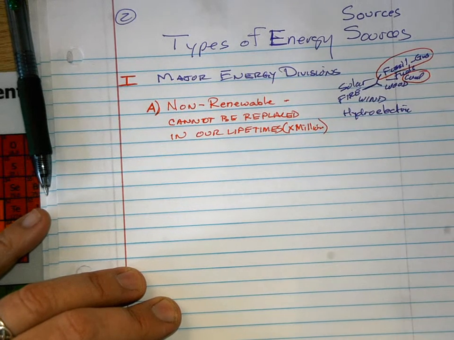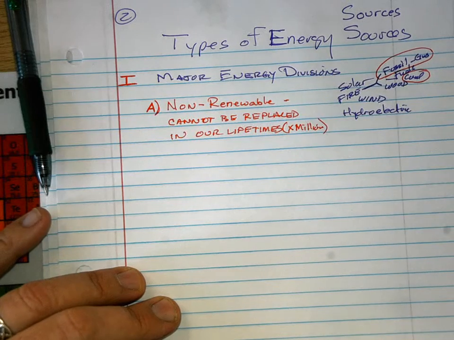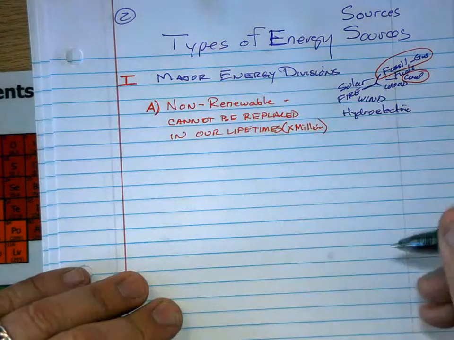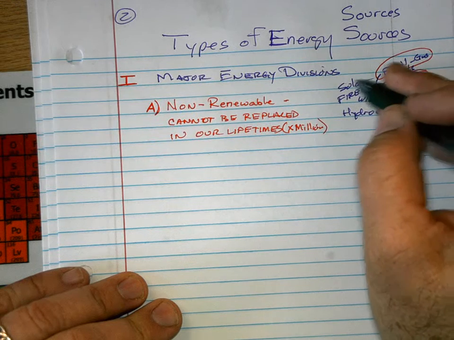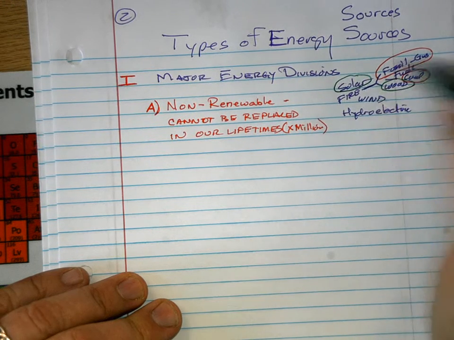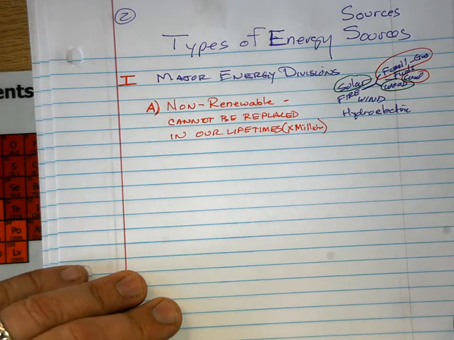Non-renewable in our lifetimes, or times a million. How about wood? That's renewable. I can do that in green there, so renewable. Solar, did we say it was? We said it was. I can do that in green. How about wind? That's renewable.